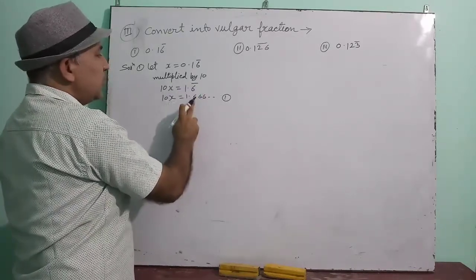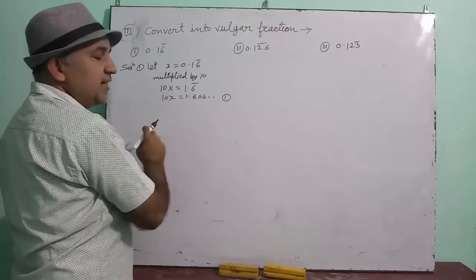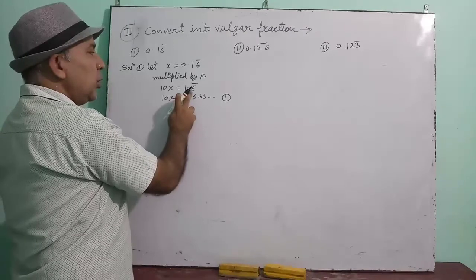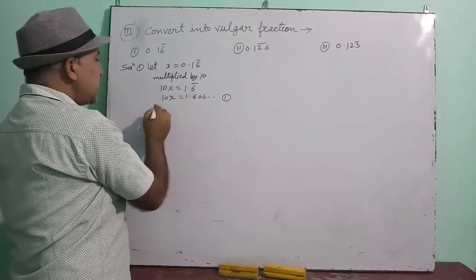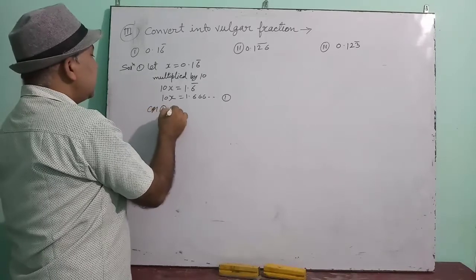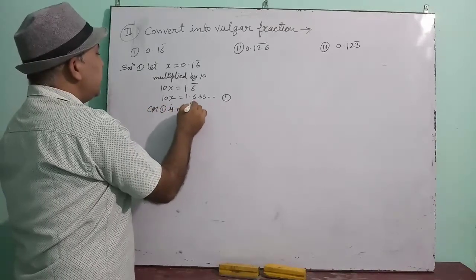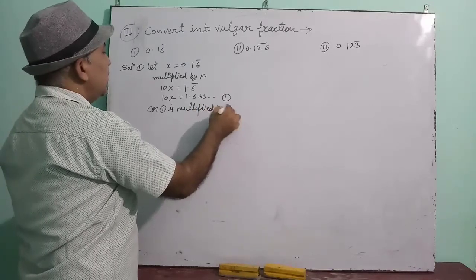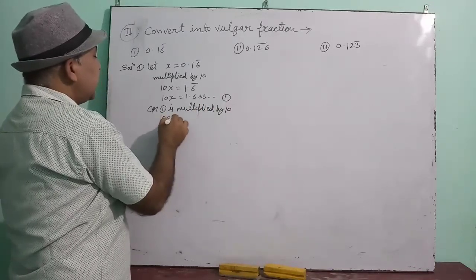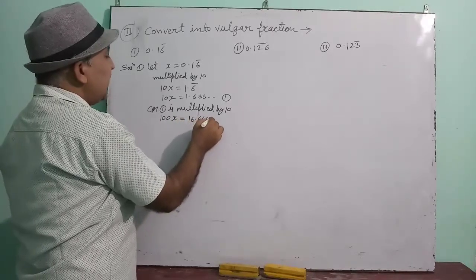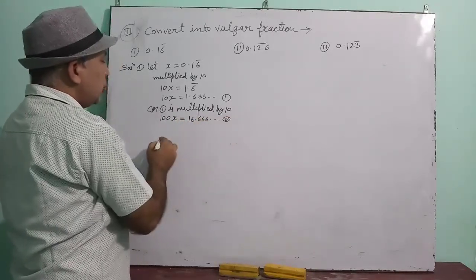When the bar is removed, 6 will be repeated again and again. Now see how many digits are repeating? Only one digit is repeating. So again multiply by 10. Equation 1 is multiplied by 10. Then 10 into 10 is 100x. Here it will become 16.66. This is equation 2.